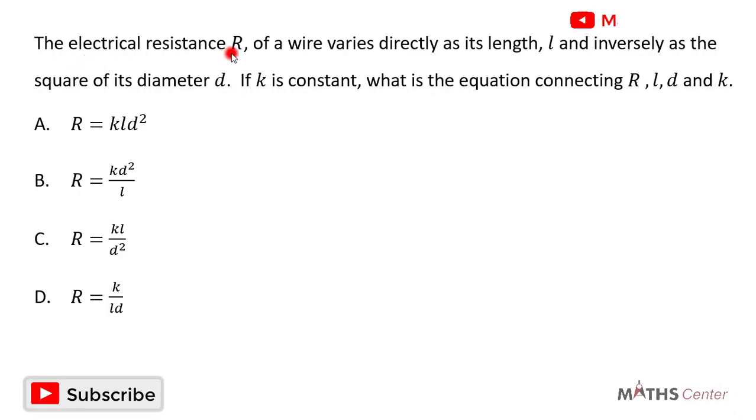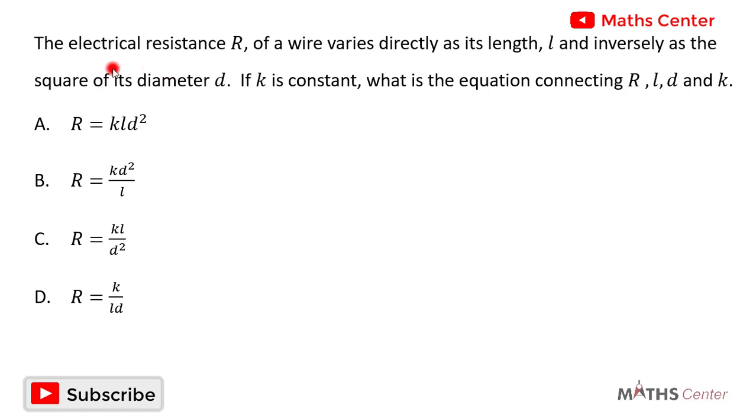The electrical resistance R of a wire varies directly as its length L and inversely as the square of its diameter D. If K is the constant, what is the equation connecting R, L, D, and K? This is a multiple choice question, and so you solve the question, and then after that you pick the correct option. This is a question on variation.